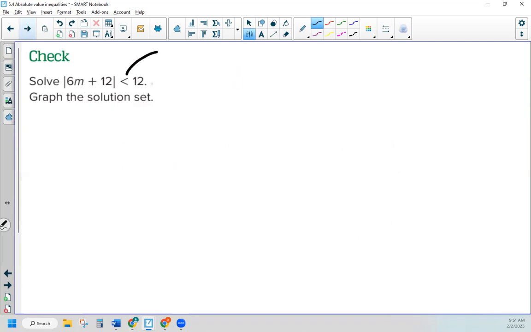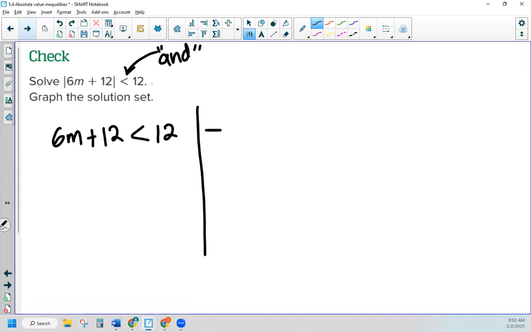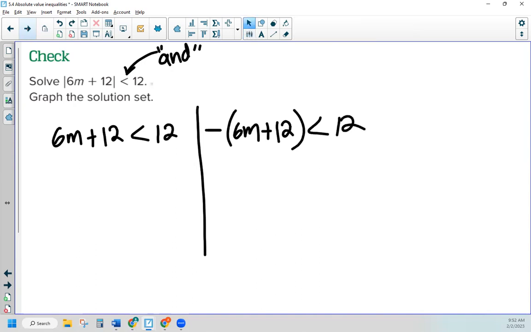We are dealing once again with a less than. A less than is going to prompt us with an and inequality. So we first have to deal with the original quantity here of 6m plus 12. Keep our symbol here, less than 12. And then we're going to have our second case, which is the negation of that, the negative aspect, which will still have the same distance away from 0.